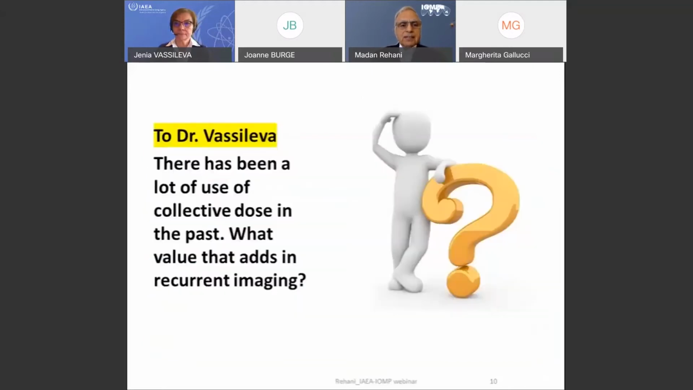So as I said, we will shuttle between myself and Xenia to ask each other, and that will create interaction at our level. And then we will interact with the audience also. So let me ask Xenia a question: there has been a lot of use of the collective dose in the past. It has been used by IAEA, by UNSCEAR, by various European Commission, various organizations. So what value does that add in recurrent imaging, if at all, anything?